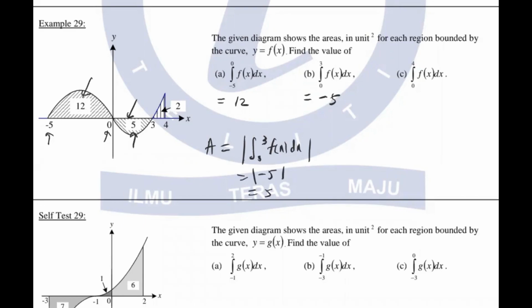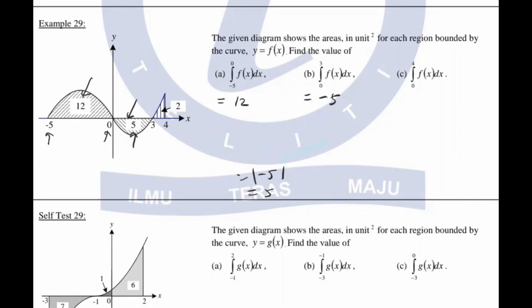But now we're working backwards. This area, can you see this area is positive 5? Read the question. The diagram shows the area for each region bounded by the curve. This area is 5, right? But the integration value is negative. So you modulus, yes, you are getting 5. But now we are not finding the area, you're finding the integration value. Or the integral.